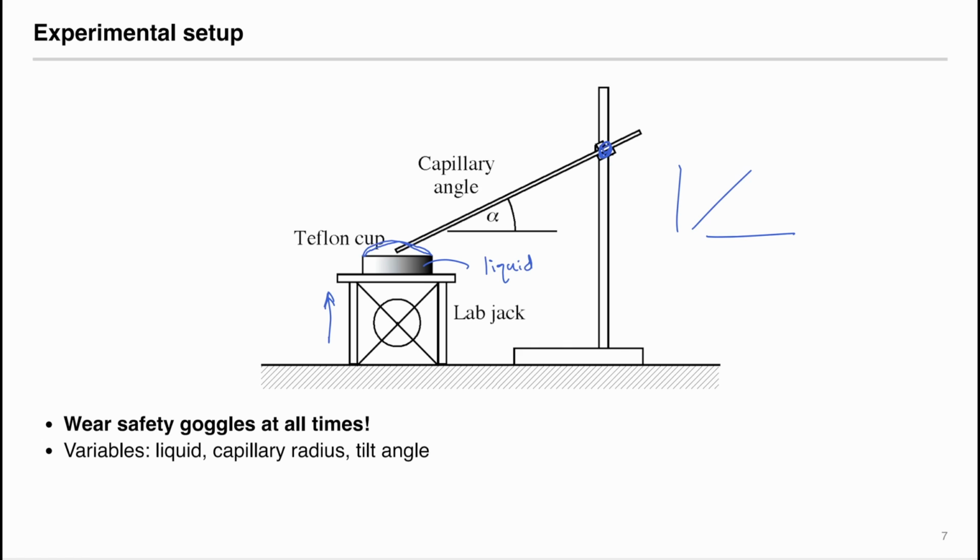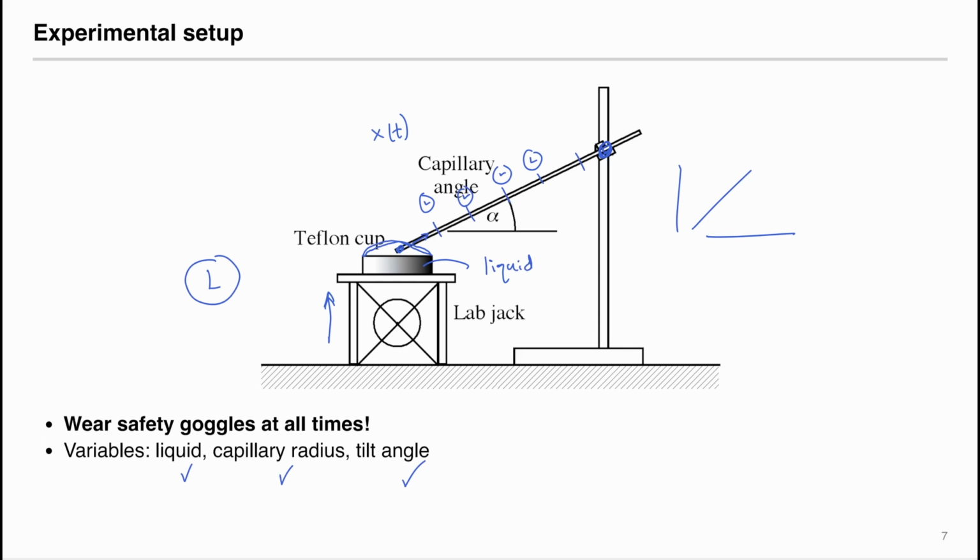And one person would move the lab jack up, and the other person will have a timer. So when the liquid contacts the capillary and starts wicking, the person in charge of timing will time at the prescribed intervals on the capillary. When is the time that it reaches each increment, so that you can calculate the distance with respect to time. You can do it with various tilt angles, with various capillary distances, in various liquids.